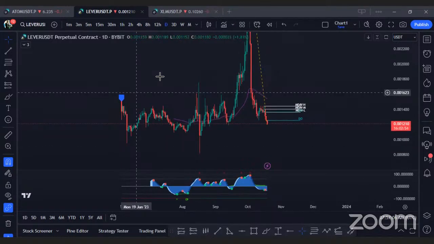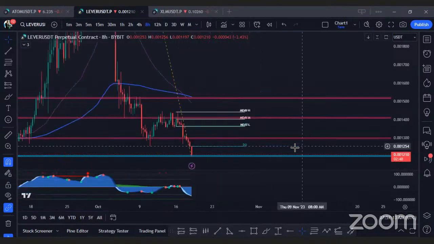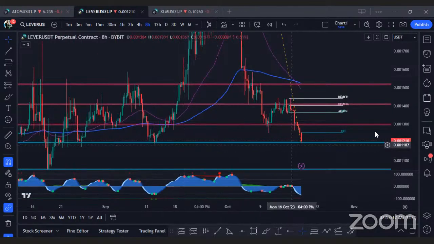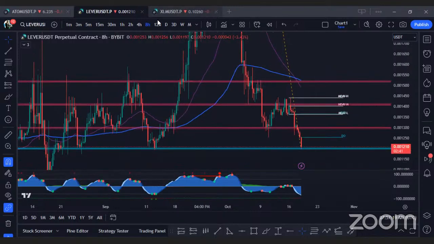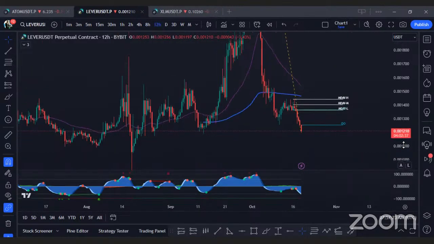I'm trying to remind myself, I think I've traded this token. Did it go well for me? I doubt it. Okay, so Lever is currently at this support level, and we are on the higher time frame. So there's the possibility of this rejecting from here.